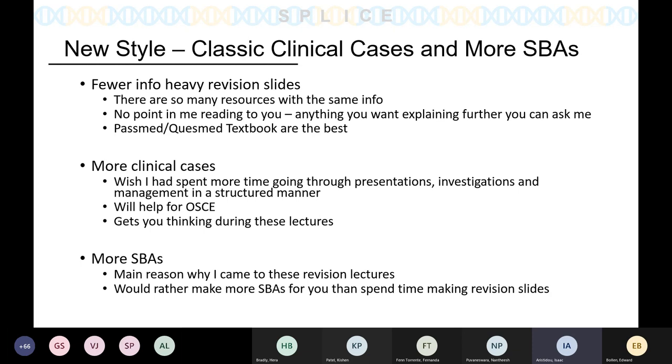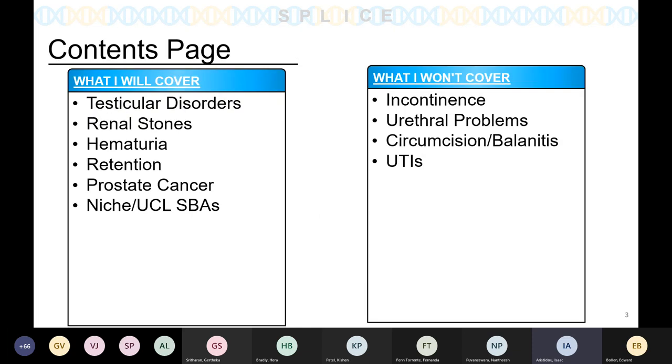But please let me know in the feedback forms whether you'd prefer the old format, because I can do that moving forward. Anyway, I want to spend 10 minutes on each case, and there'll be 2 or 3 SBAs for each one. So this is what I'm going to go over today.